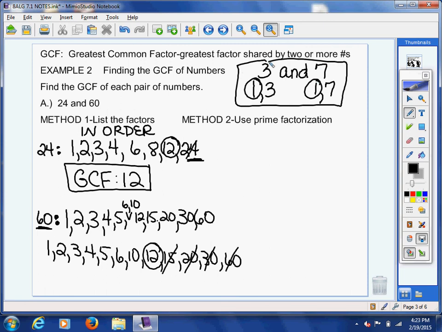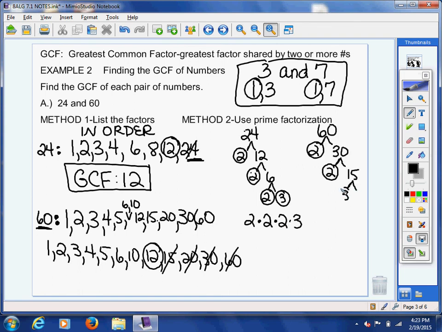All right, so let's get back to 24. So we got 24, so let's do 2 and 12, which breaks down to 2 and 6, which breaks down to 2 and 3, okay? So I've got 2, 2, 2, and a 3, all right? And then 60, let's do 2 and 30, 2 and 15, 3 and 5. And so I've got 2 2s, a 3, and a 5.